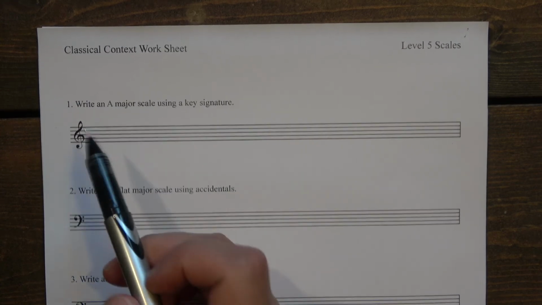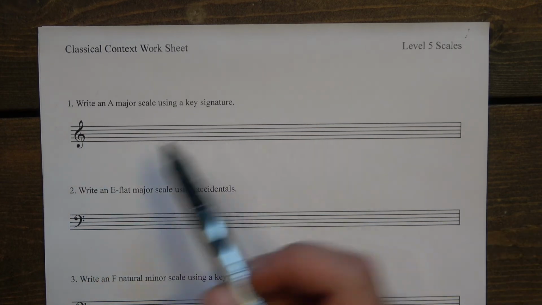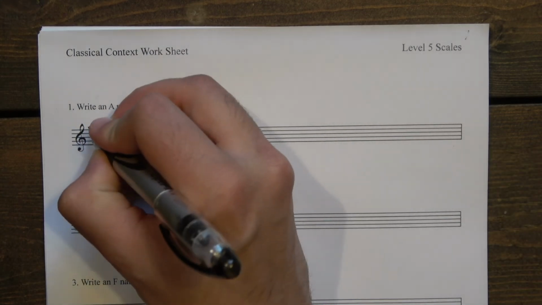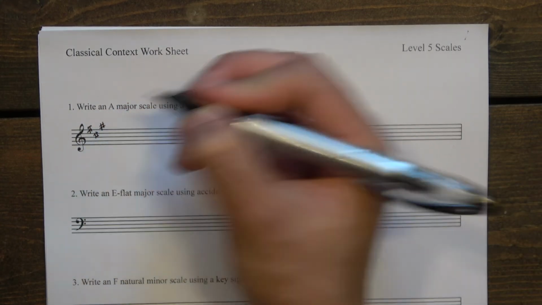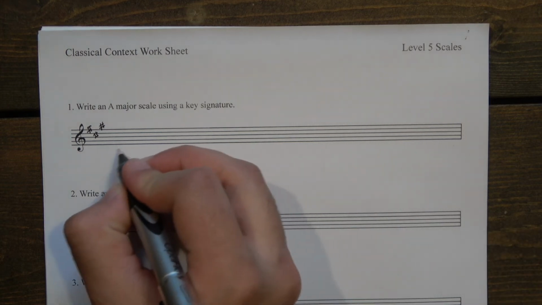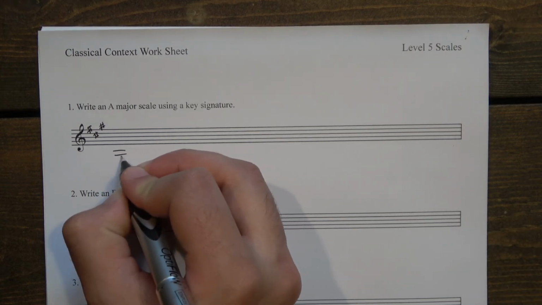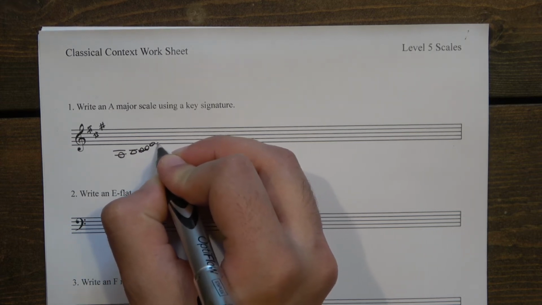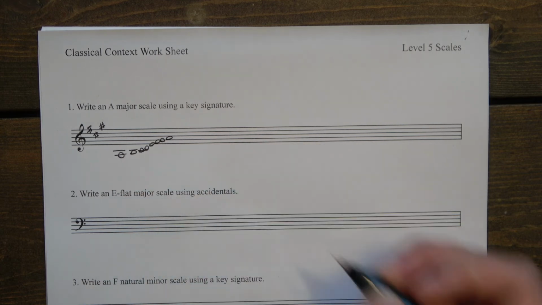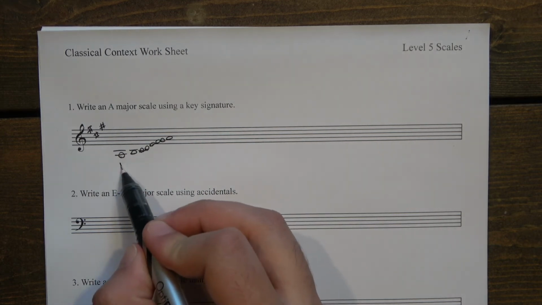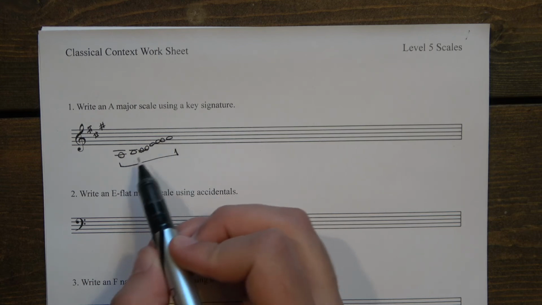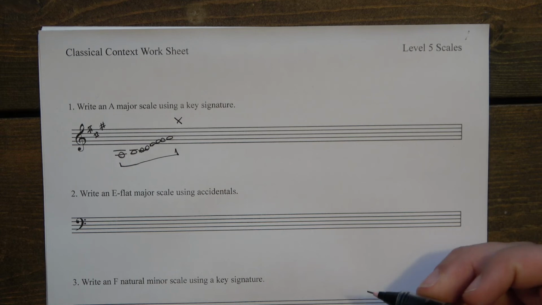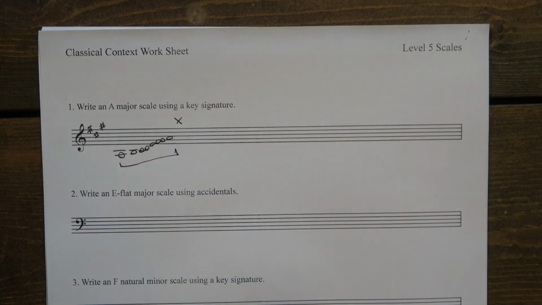So, I've printed out a blank homework sheet. Write an A major scale using a key signature. I've seen answers that look something like this. These notes are too close together. This is a caterpillar, it is not a scale. That's not correct. You need to make sure your notes are spaced out properly.